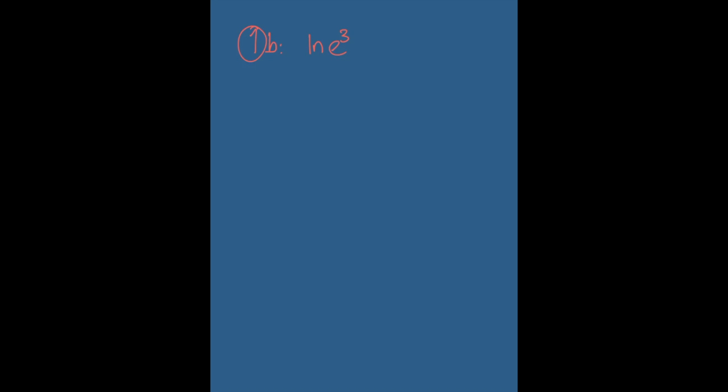Similarly to the last question, it's asking what power of e, because this is base e, gives me e cubed? Well, it has to be 3. Similarly, if I said what was log of 1,000, which is saying what's the log of 10 cubed? Well, obviously it has to be 3.